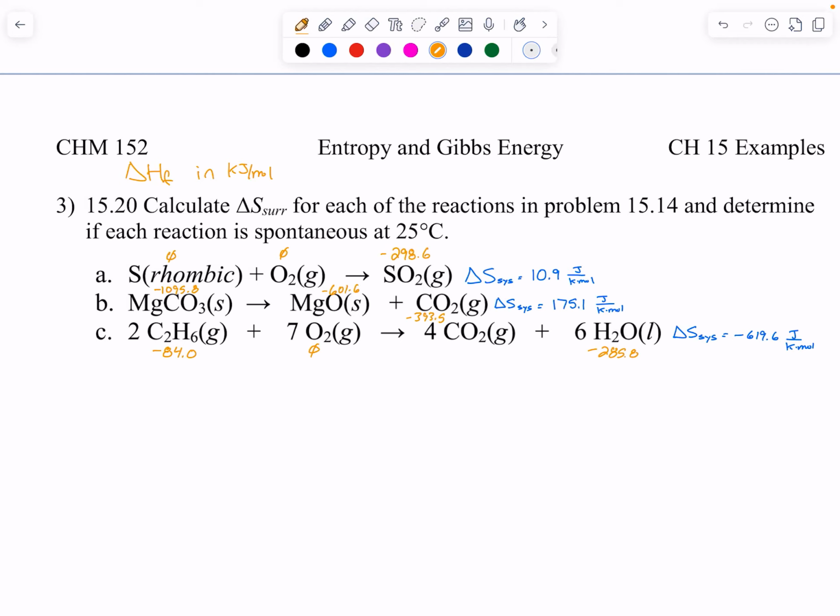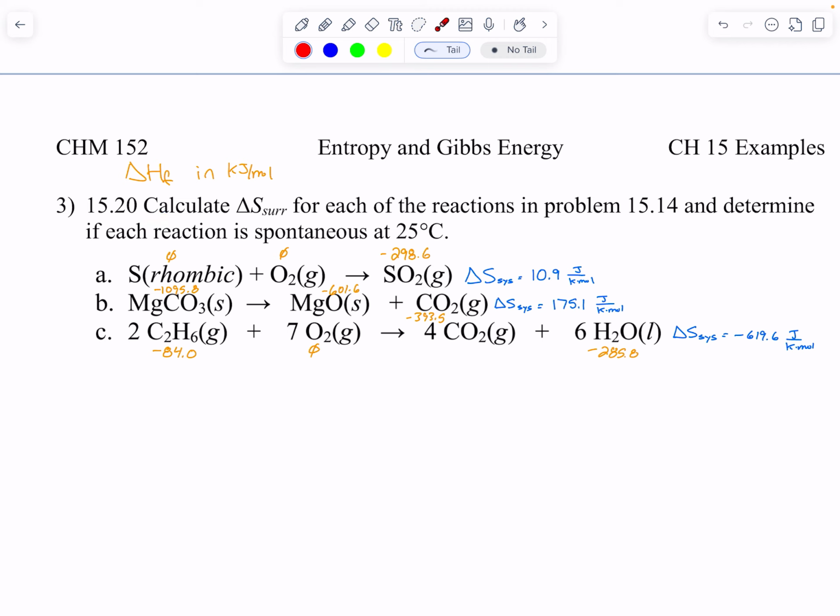Hey guys, for number 3, we are going to continue. It's really a continuation of number 2. So in number 2, we calculated the entropy change of the system or the reaction for these 3 equations. Now we're going to calculate the surroundings. And for the surroundings, we need delta H.